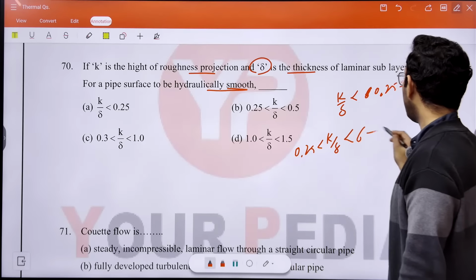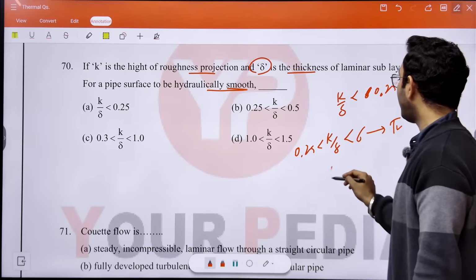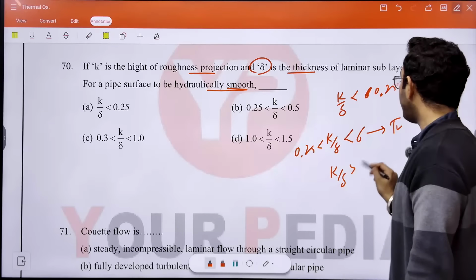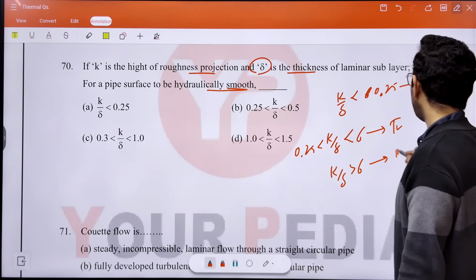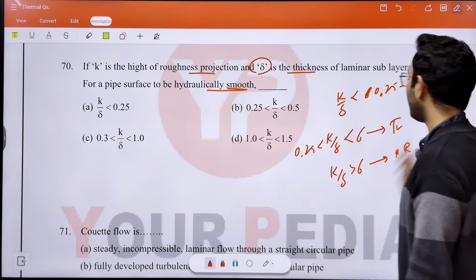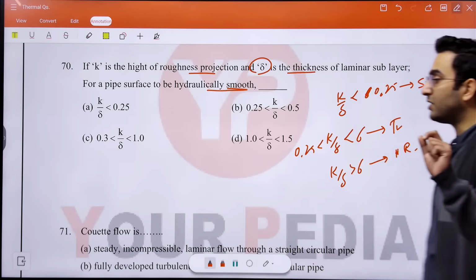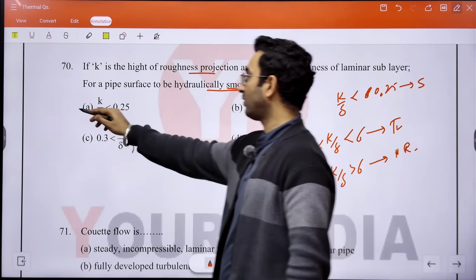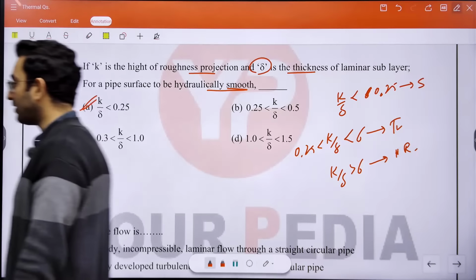and 6 here, we have a transition pipe. If the value of K by delta is going to be more than 6, we have, I can say, a rough pipe here. Okay, you have to remember these conditions here. These are very, very important for you. So option A will be the correct answer in this case.